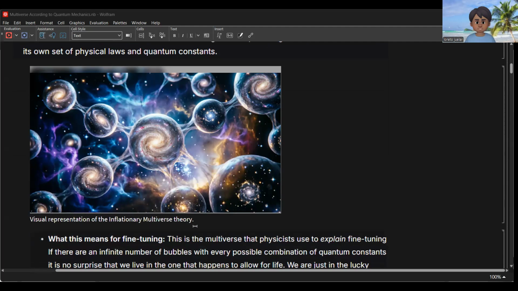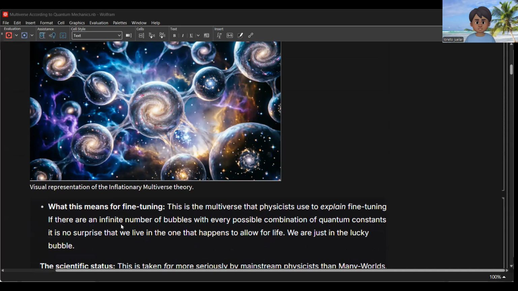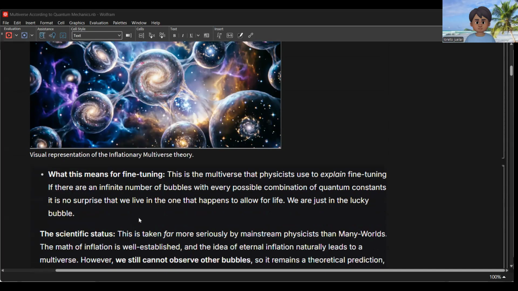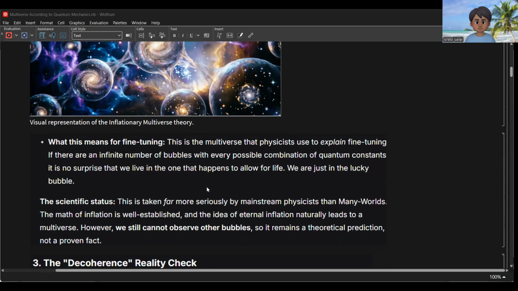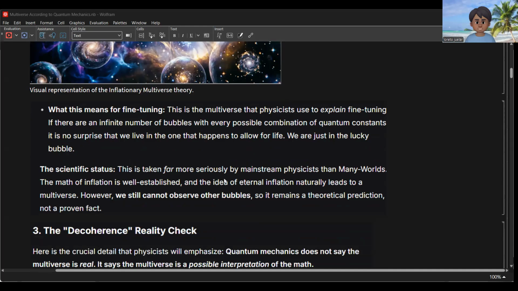inflationary multiverse theory. So what this means for fine tuning: this is the multiverse that physicists use to explain the fine tuning.